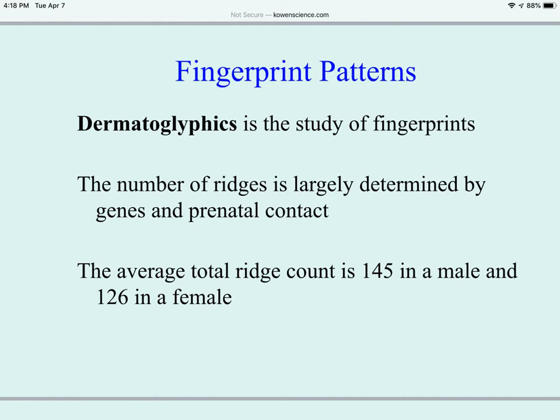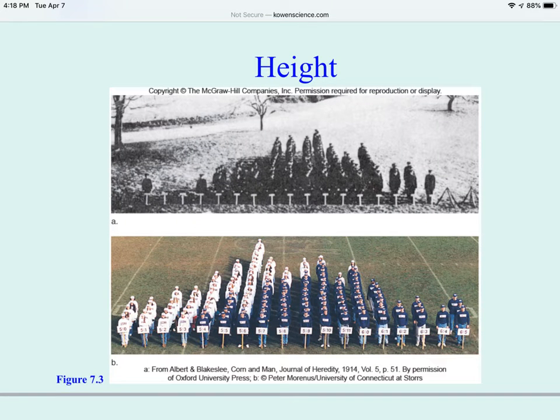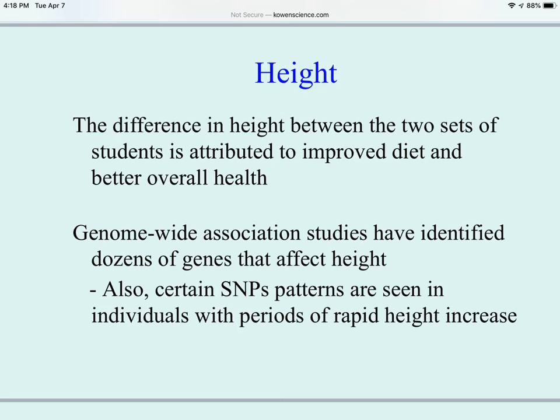Fingerprint pattern is largely determined by genes and prenatal contact, with males having an average of around 145 total ridge counts, while females have a total of around 126. Height is another example of a multifactorial trait that exists.